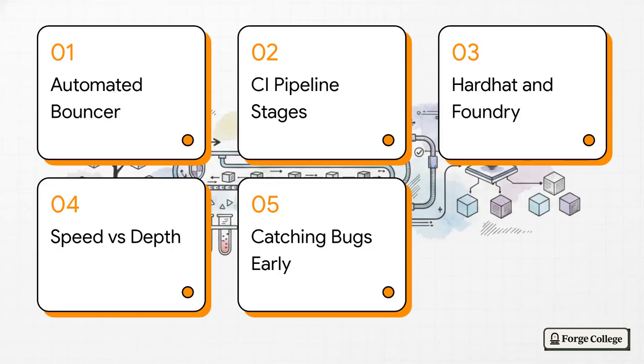Real quick, here's our agenda for today. First, we'll meet your automated bouncer. Then we map out the CI pipeline stages. After that, we'll see how to use Hardhat and Foundry together, weigh speed versus depth trade-offs, and finally, look at catching bugs early. Let's look at the blueprint of this automated factory line, charting exactly how we keep flawed code far, far away from your main branch.